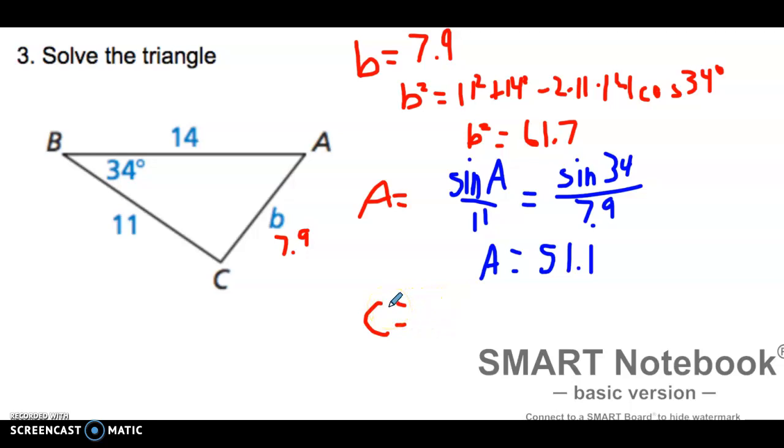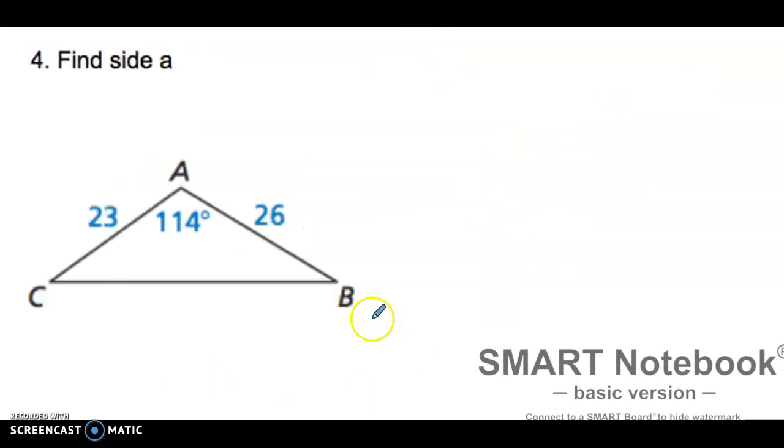Now angle C, I already know angle A and angle B, so I just take 180 minus angle B, which is 34, and minus angle A, which is 51.1, and I get 94.9. So I used the law of cosines, the law of sines, and the triangle theorem that says all angles add to 180. Number 4, we are just looking for side A.